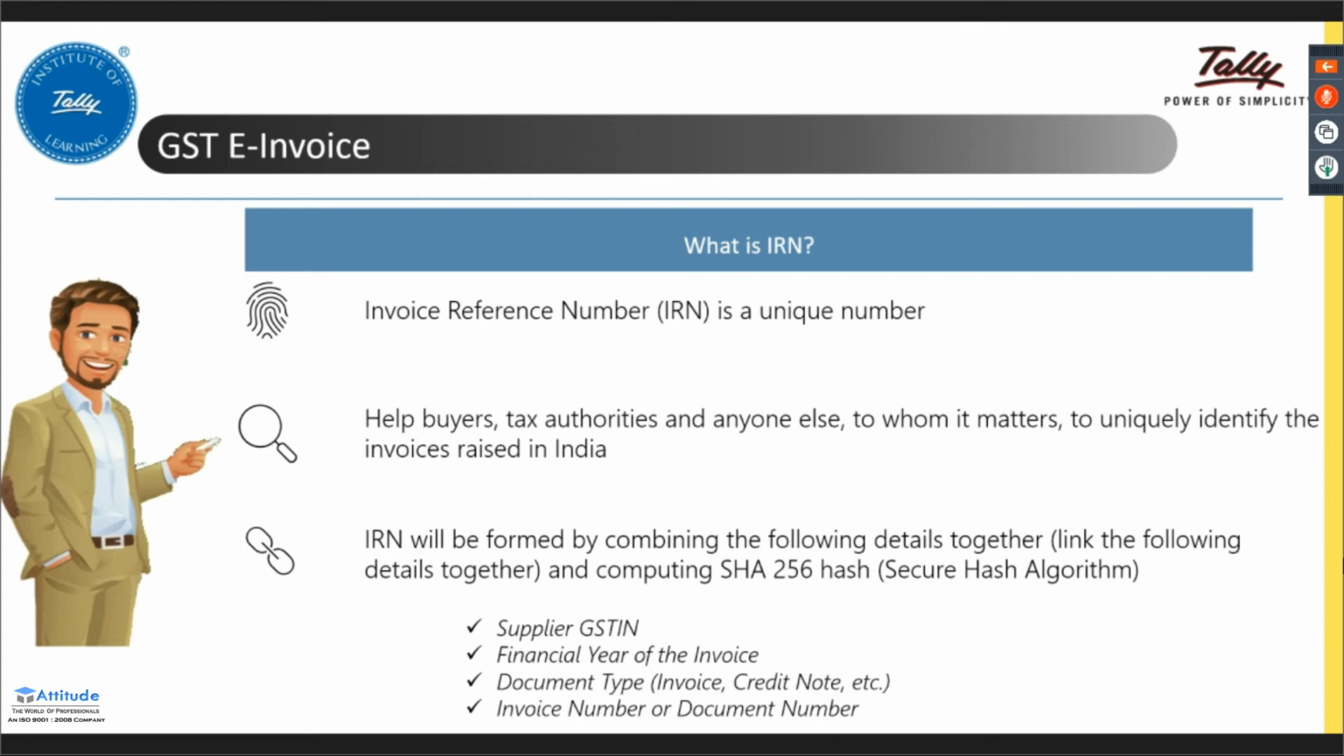So this IRN will contain the details with regard to the supplier GSTN, the financial year of the invoice, the document type, that is whether it is a tax invoice, a credit note or a debit note, followed by the invoice number or the document number. So putting all these four pieces of information together using a secured algorithm, this IRN will be generated by the IRP, that is Invoice Registration Portal, which is very unique.